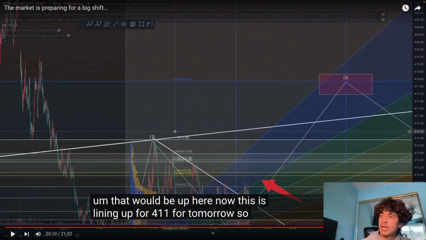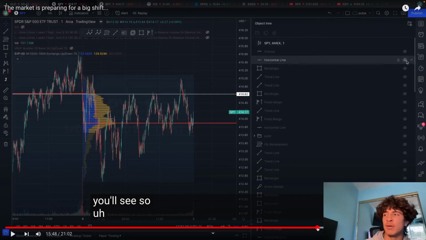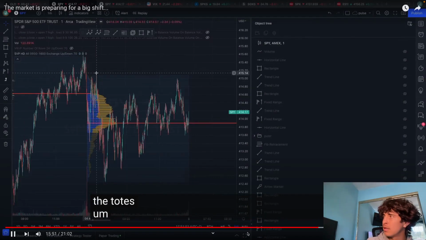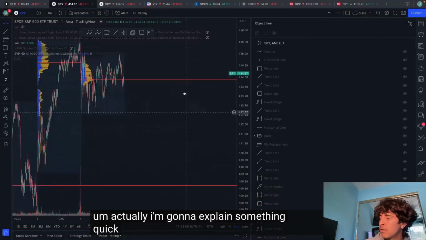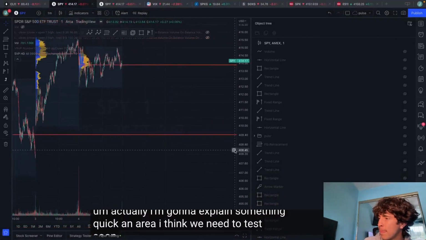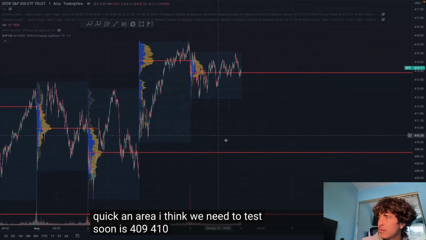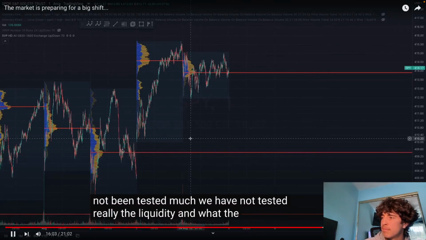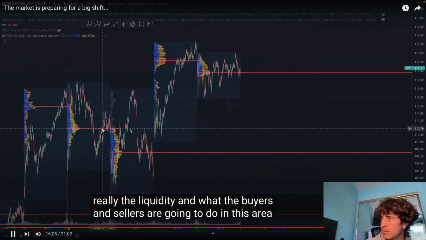I'm going to show you it, as well as that liquidity test, so you can really understand how supply and demand works in the market. Let me take this off so you can see the charts. Actually, I'm going to explain something quick. An area I think we need to test soon is 409, 410, 409. You can see this has not been tested much. We have not tested really the liquidity and what the buyers and sellers are going to do in this area.